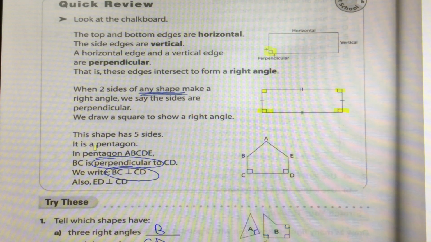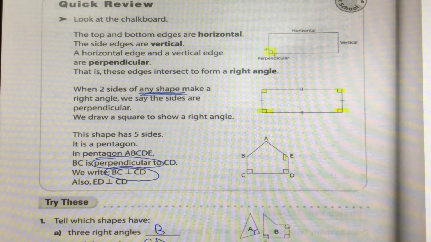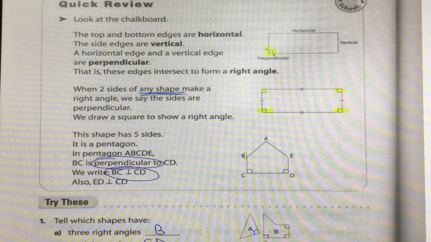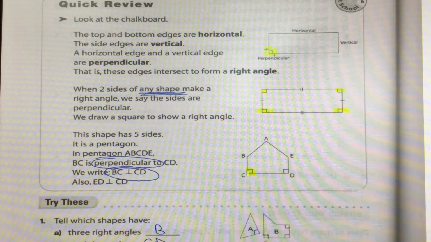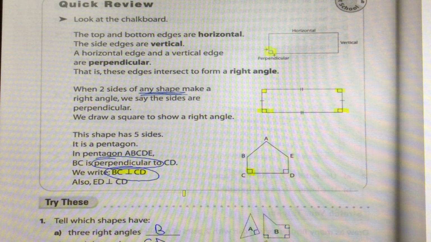It says this shape has 5 sides. It is a pentagon, and we identify it this way. In pentagon A, B, C, D, and E, BC is perpendicular to CD. So we draw that little square in there to show that it's a right angle. We say it this way, BC is perpendicular to CD, and we write it this way. BC is perpendicular to CD, and that is our symbol for perpendicular, which is an upside down T.